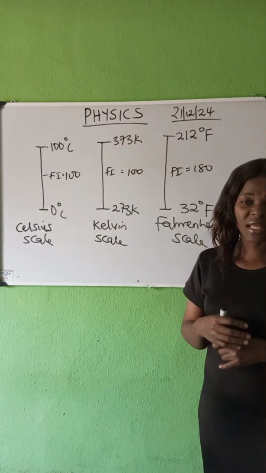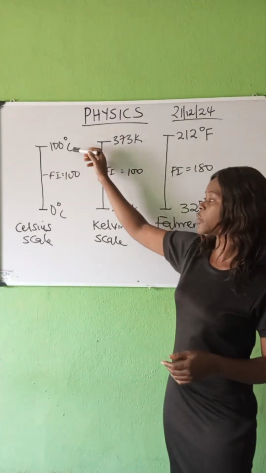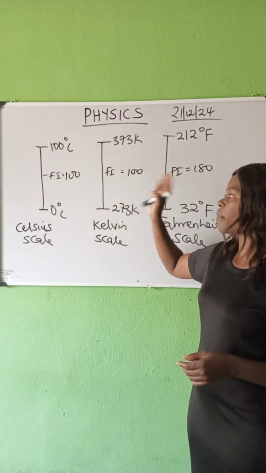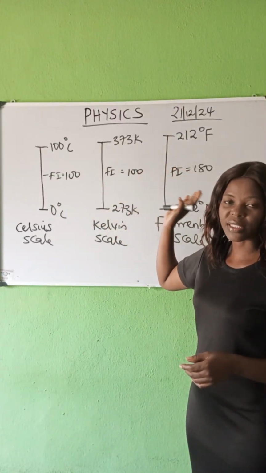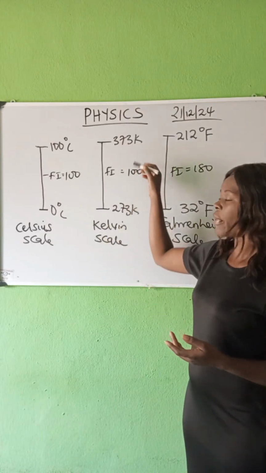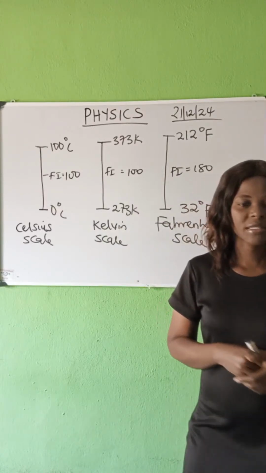So these are the fundamental intervals for this type of thermometer. But what is important for you to note is for you to know their upper fixed point and lower fixed point for each of them. Because we're going to be comparing from one scale to another. We're going to be converting from one scale to another. So you should know their upper fixed point and their lower fixed point. Is that clear? Alright.